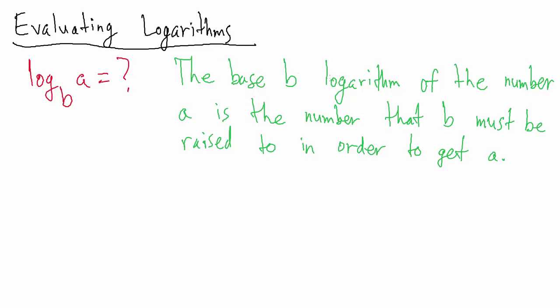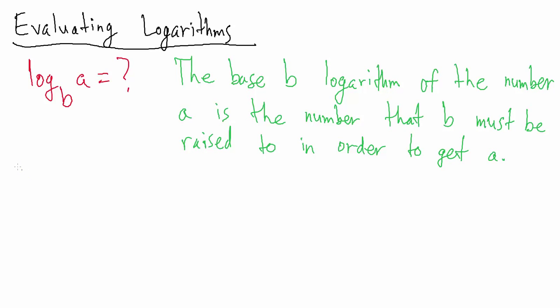Again, that might sound kind of weird or confusing, but once we see a few examples, it'll become pretty clear what's going on here. If we say the base b log of a, to find out what that value actually is, we ask ourselves: what's the number that b has to be raised to in order to get a? So let's see some examples.